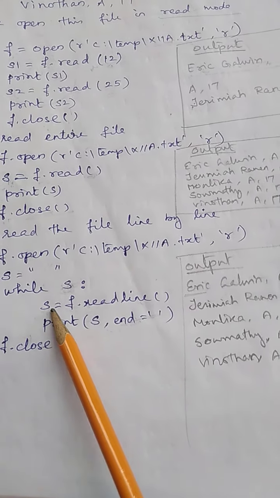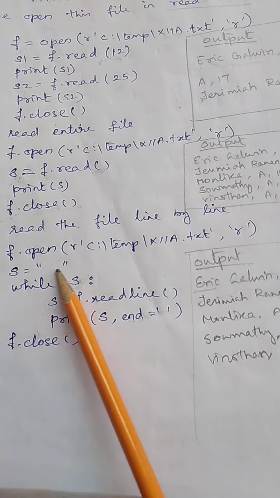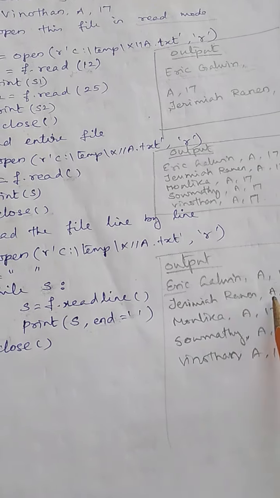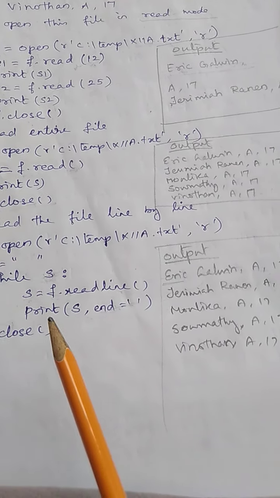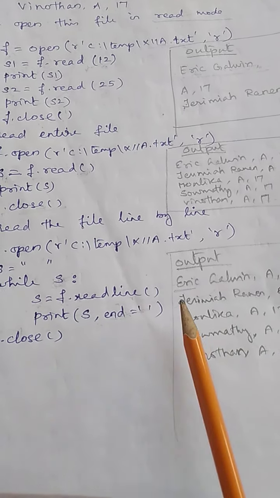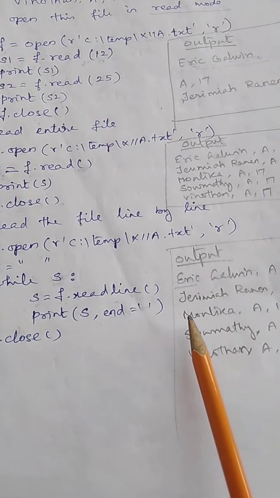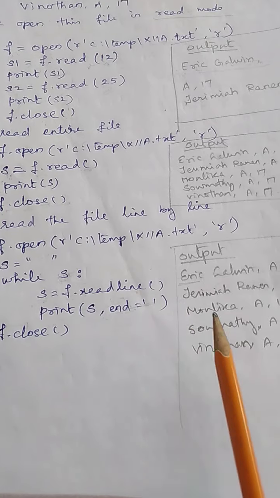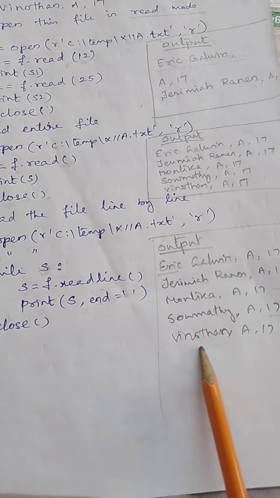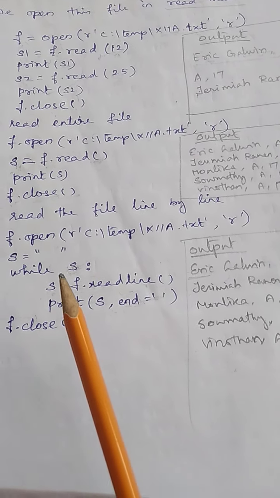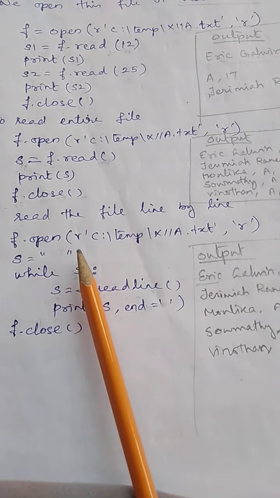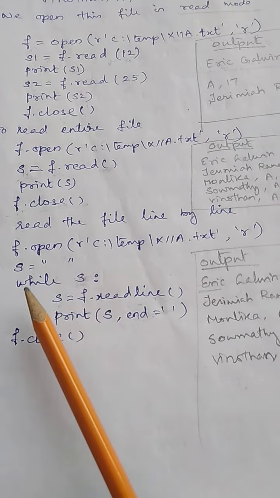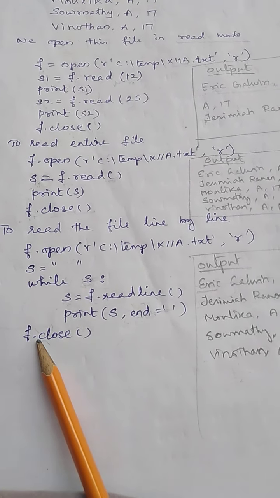Now S has one set of data. It will go back, read the next line, and display it: Jeremiah A 17. Then Maulika, then Saumati, then Vinodhan, reading line by line. After Vinodhan there is no data to read, so S will be empty. When we check S, it has a None value, there is no data. So the condition fails and it comes out. Once it comes out, we can close this file.